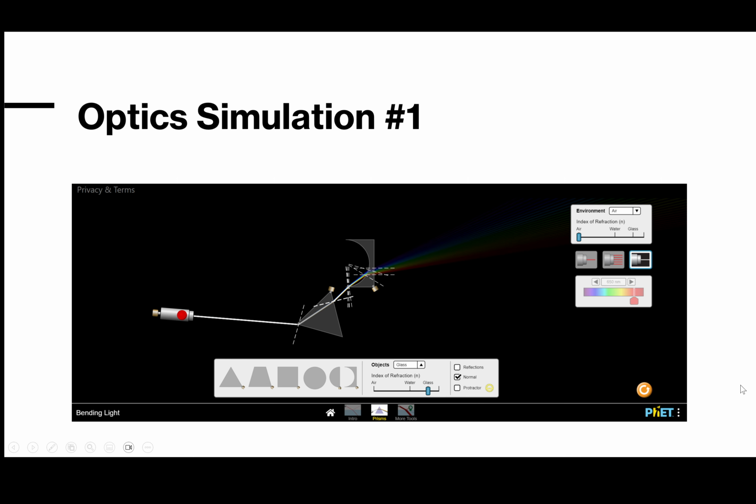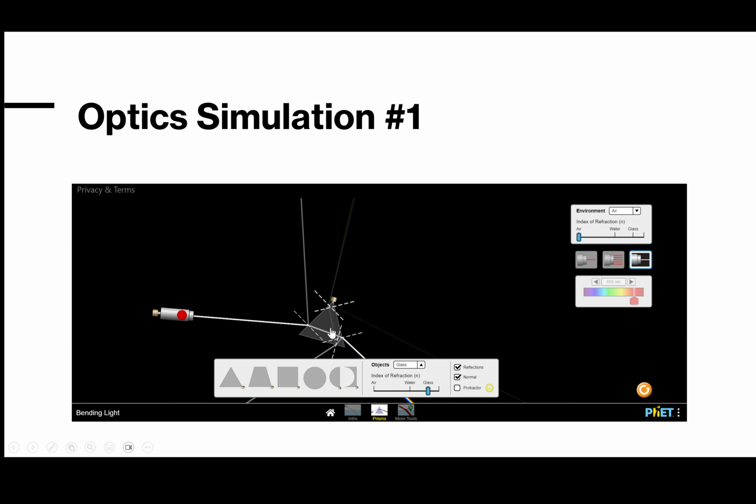The reflection that we're looking at, we just need to know. Let me put this away because it's not necessary. This is the incident ray and the reflected ray. The angle of the incident ray to the normal is equal to the angle of the reflected ray to the normal. So that is the law of reflection.